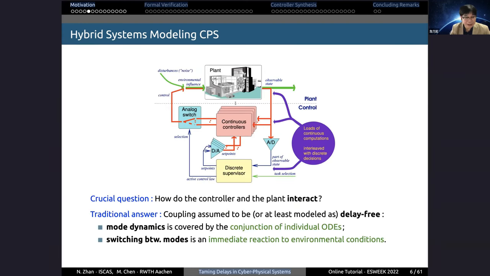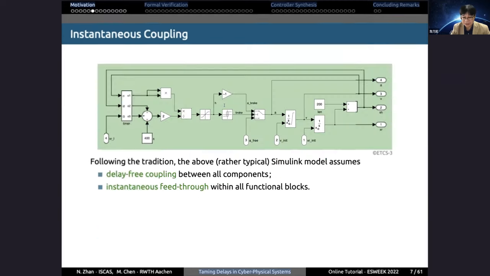So here the crucial question is, how do the controller and the plant interact with each other? The traditional answer is that the coupling between the plant and the controller is delay-free, meaning that the model dynamics of the plant is covered by the conjunction of individual ordinary differential equations. Switching between the modes is an immediate reaction to environment conditions.